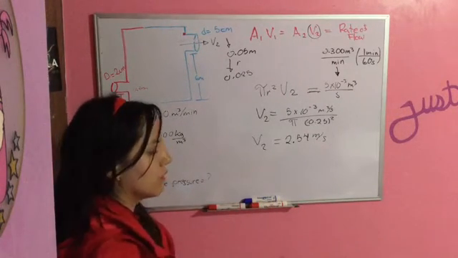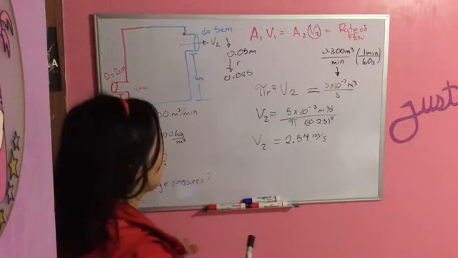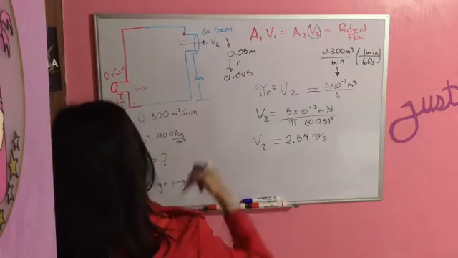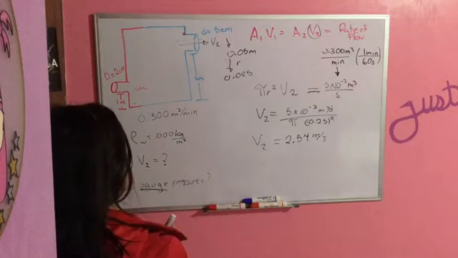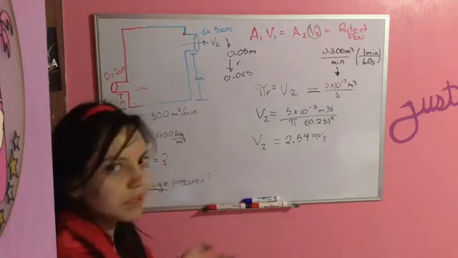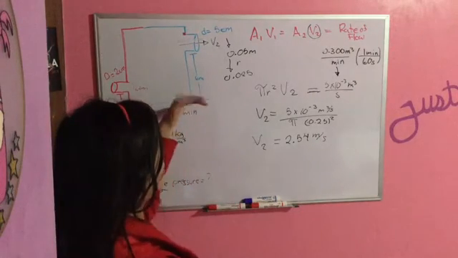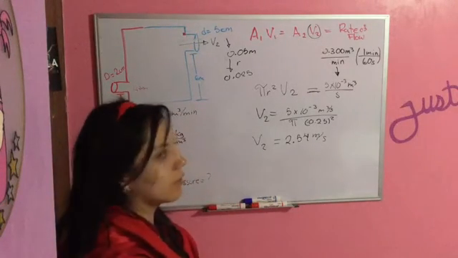And the second question is asking us for the gas pressure. In order to get the gas pressure, we have to use Bernoulli's. As always, gas pressure only means that our point of reference changes, but in this case we'll keep it at this low level of the tank.